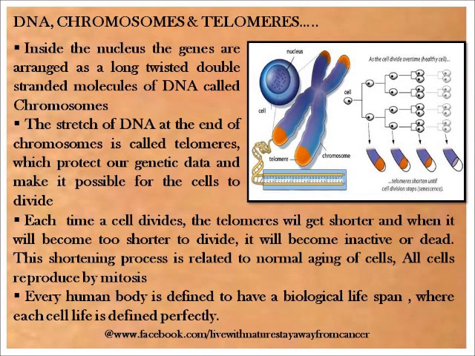Each time a cell divides, the telomeres get shorter, and when they become too short to divide, the cell becomes inactive or dies. This shortening process is associated with normal cell aging, and all cells reproduce by mitosis. Every human body is defined to have a biological lifespan in which each cell's life is defined perfectly.